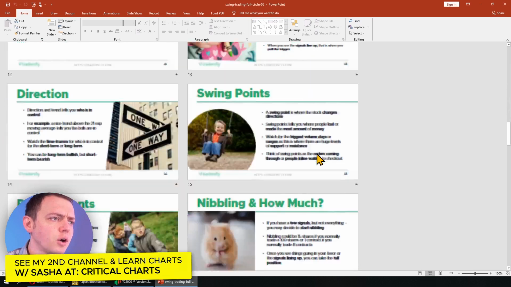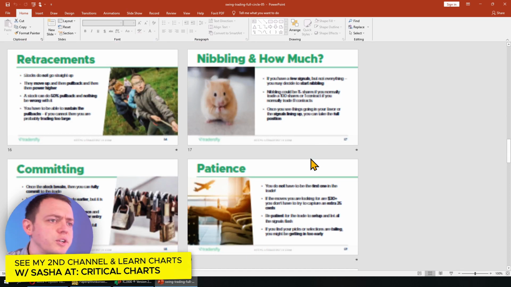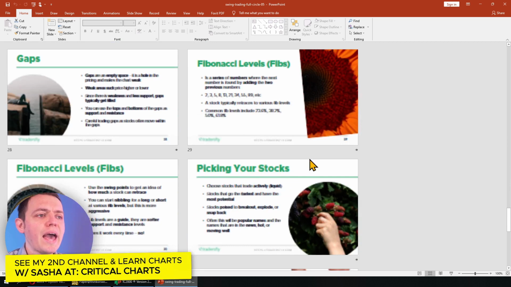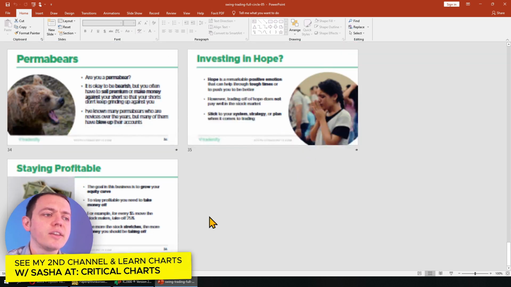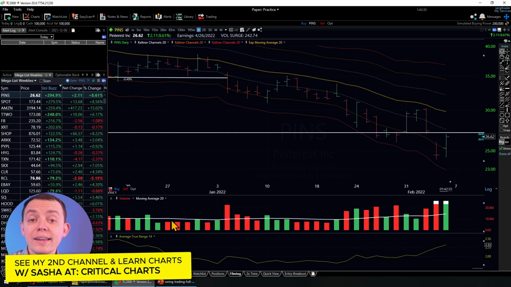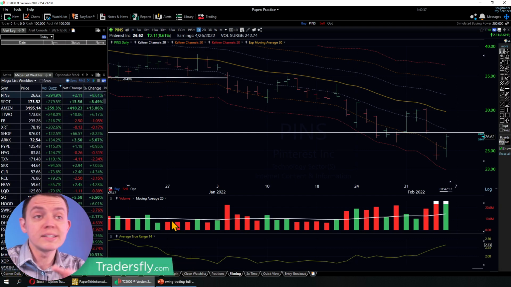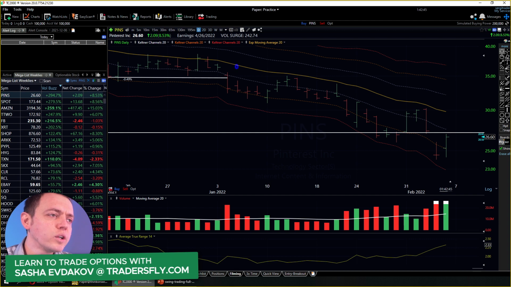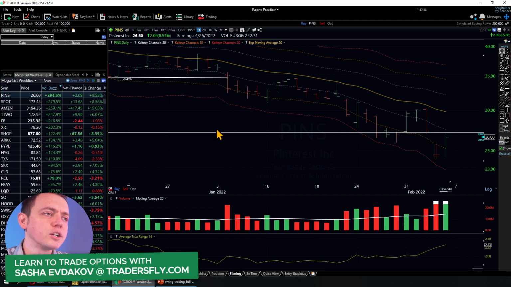If you look at all these things like nibbling, retracements, committing, patience, measured moves, support, resistance, gaps, there's a lot of things there that we'll be covering. All of that is using the PowerPoint as a guideline, but really we're looking at getting deeper into the charts themselves, finding different levels, what to look for, what to watch, different bars, different breakdowns, and that kind of thing. So anyways, that's what we're going to talk about in that class.